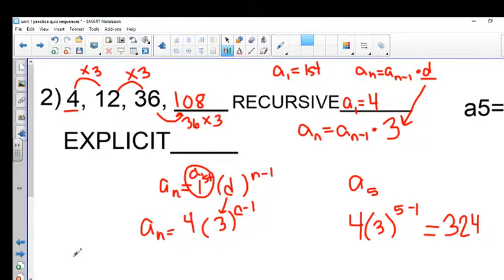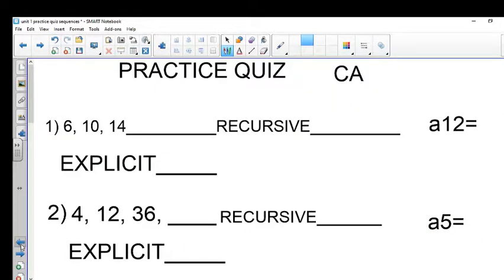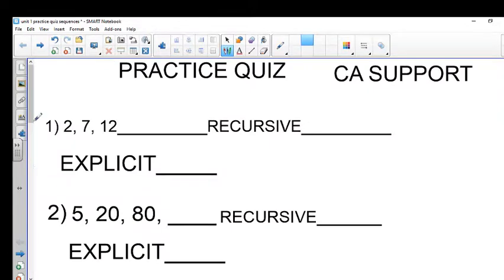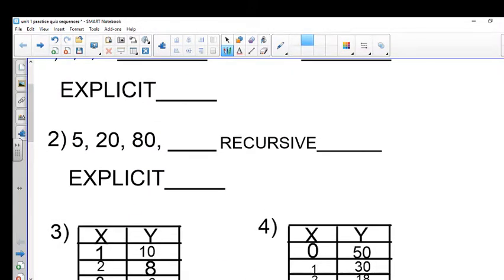So basically I just showed you how to put that in. Okay? So I am going to try the second one on mine, just because I want to show you again how to do it.